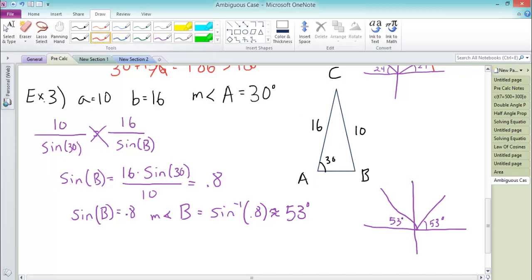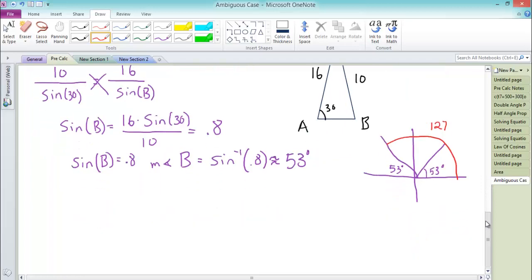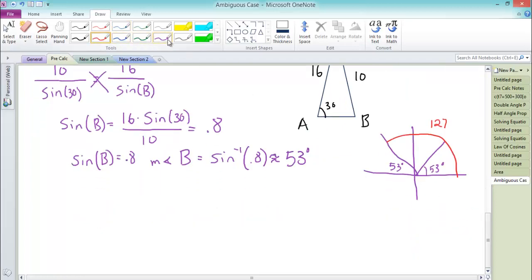Now, if I subtract 53 from 180, or I take it from the positive x-axis, I get that this guy is 127. Okay, well now, I know that 127, we'll do it in red, plus 30 is only 157. That leaves a lot of room, and it leaves 23 degrees for that third angle. So this is smaller than 180, so it can become a triangle. So why don't we go ahead and label our two triangles.